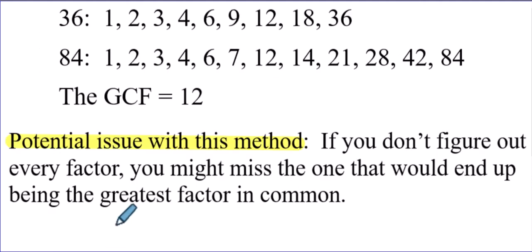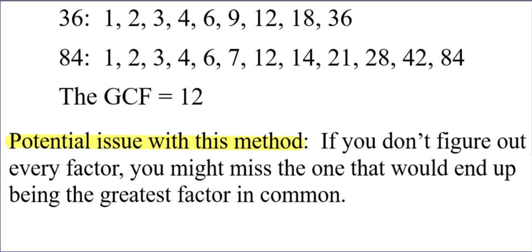Now, there is a potential issue with this method, and hopefully it's kind of obvious to you. What if you didn't figure out all these factors? And what if you happened to miss one of them that should have ended up as being the greatest factor in common? Like, what if you never figured out that 12 was a factor of 84, 12 times 7? If you don't ever figure that out, then you're not going to get the greatest common factor of 36 and 84. You're not going to get it because you don't even have 12 listed as a factor of 84. So that's the issue with trying to do this method.